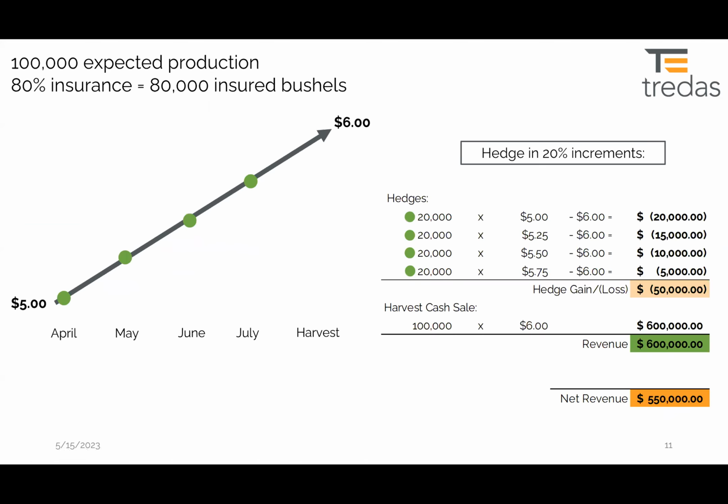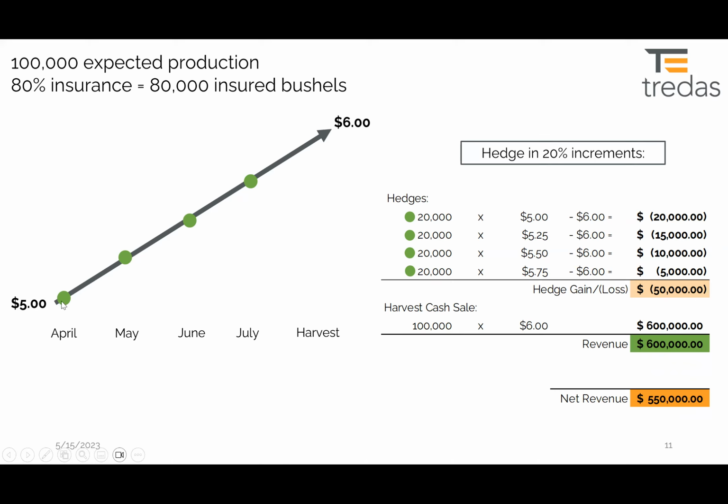So this would be an example of a market going up, as we hedge into an up market. In this example, we have a 100,000 bushel expected production producer. They take 80% insurance, so they have 80,000 insured bushels, and that's the goal: to get up to 80,000 insured bushels hedged prior to harvest. We're going to hedge in 20% increments, 20,000 bushels at a time.